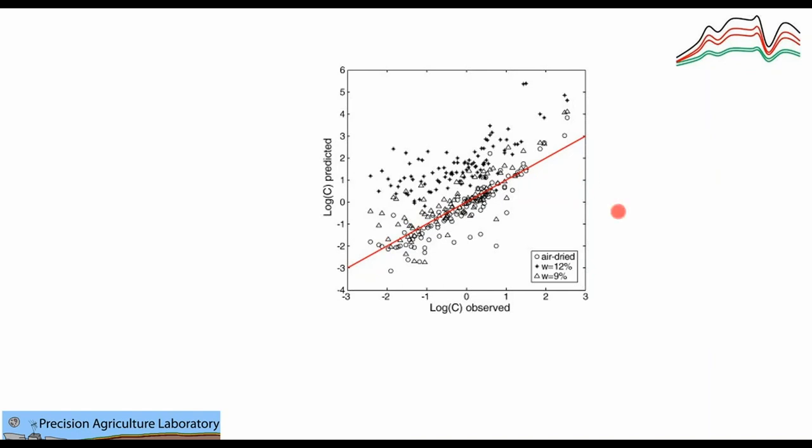Here we have predictions with air-dried samples in circles, black little diamonds at 12% moisture, and triangles at 9% moisture. So the wetter, the less accurate the prediction. That's a big problem, because if we want to use these instruments in the field, you will never find a dry sample unless it's the first thin layer. If we're going to predict properties in depth, in situ, that will certainly be a problem.